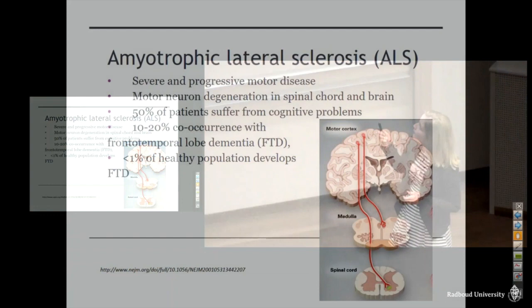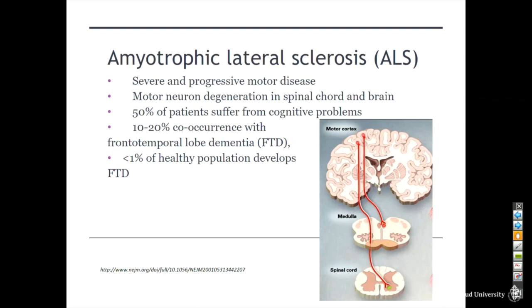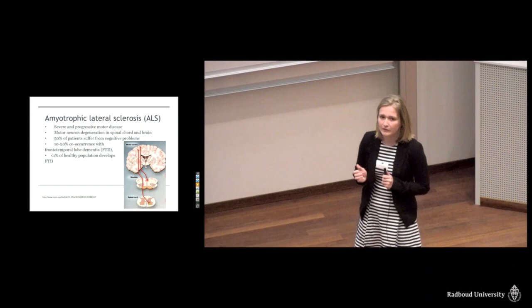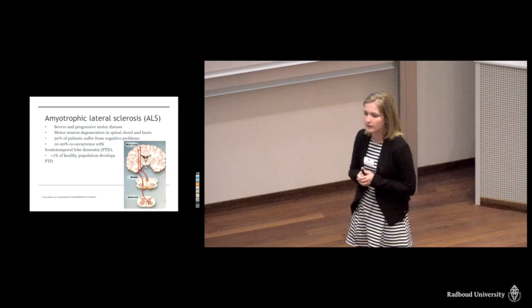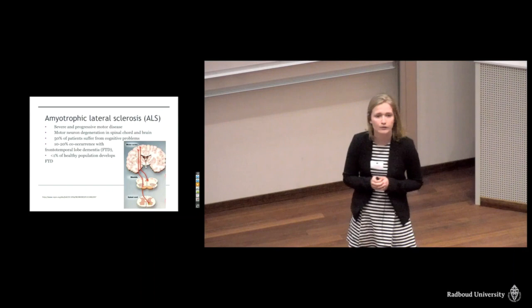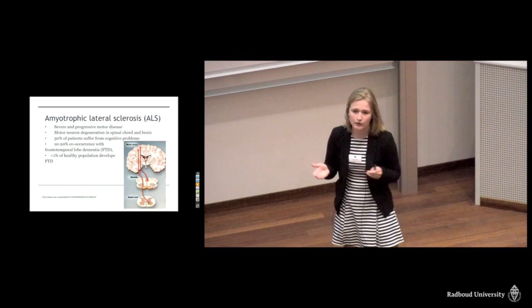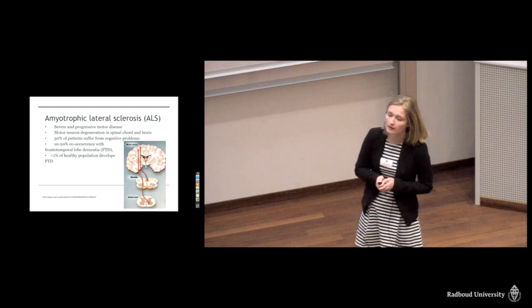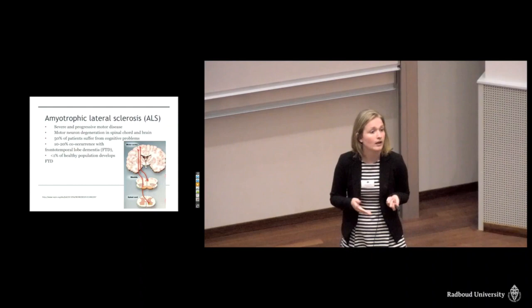Like I said, I'll be telling you something about patients with ALS and FTD. ALS stands for amyotrophic lateral sclerosis, which is a very severe motor disease. It's caused by a degeneration of motor neurons in both the spinal cord as well as in the brain. But what is less known, and what Amy just told you, is that about 50% of the patients also exhibit cognitive problems, where 10 to 20% of the people actually meet the criteria for frontotemporal lobe dementia, or FTD. In comparison, in healthy populations, FTD has a risk of less than 1%, so your risk is really enhanced when you have ALS.